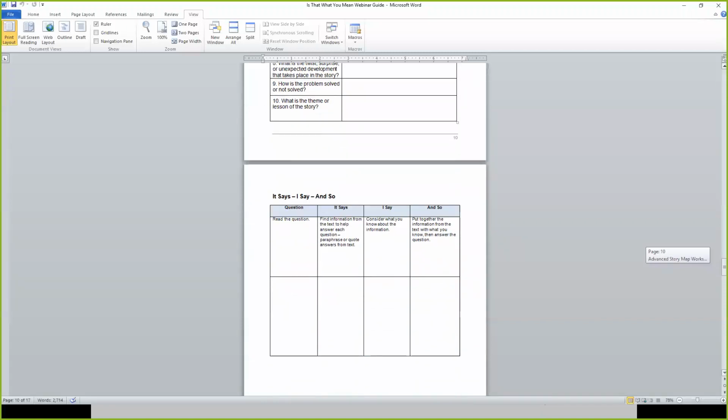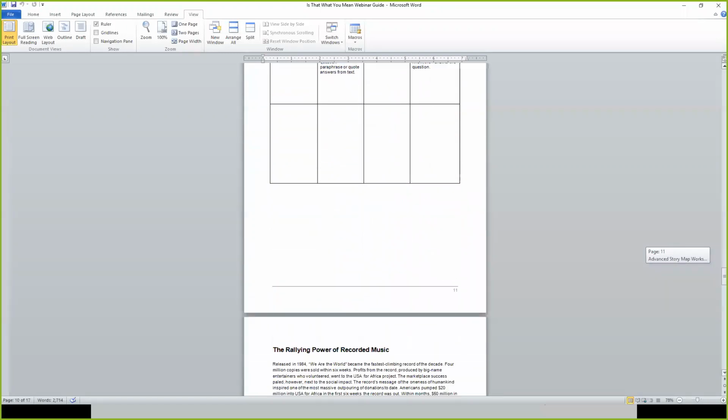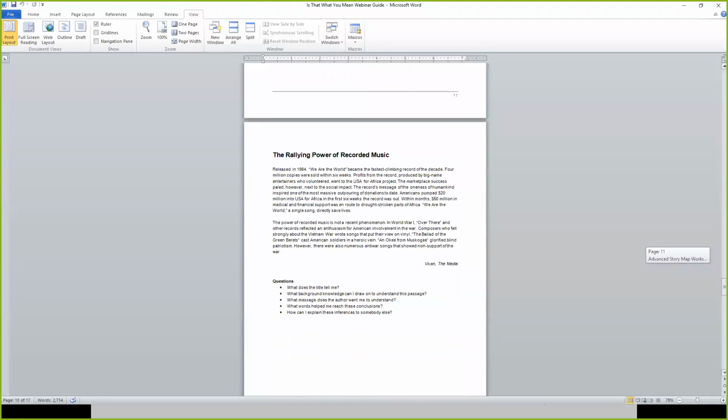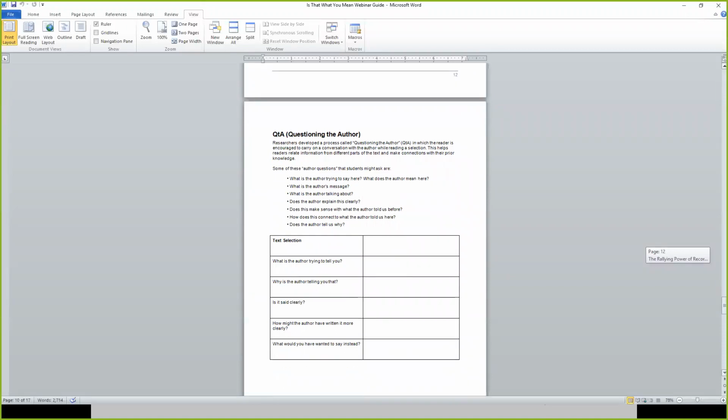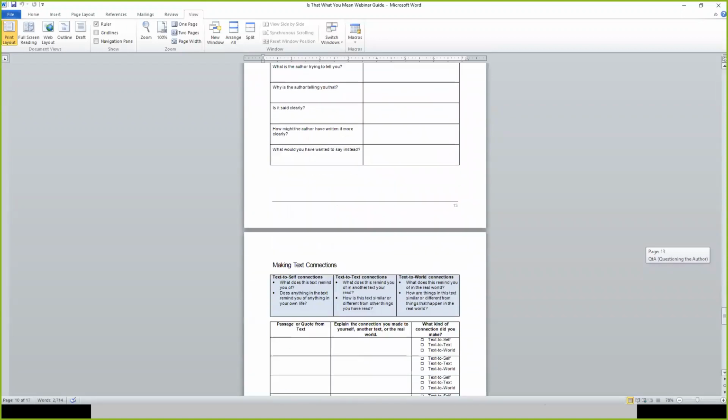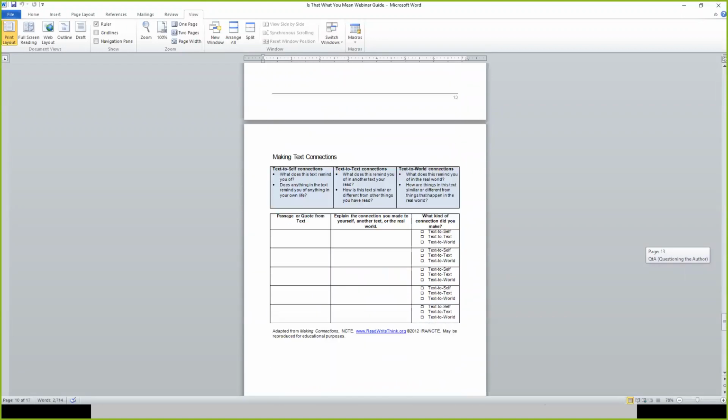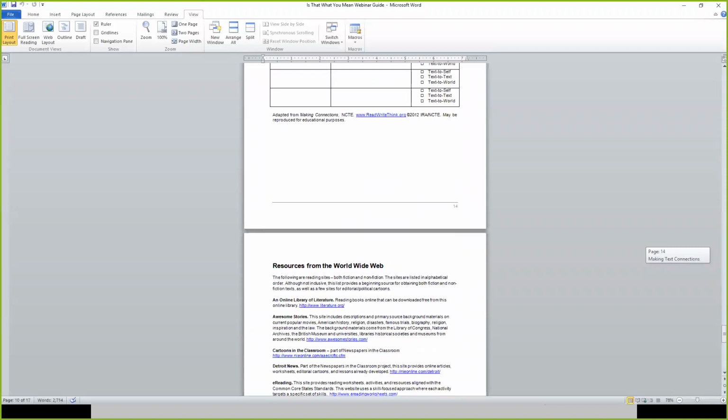And of course, the It Says, I Say, and So graphic organizer. And then, as we promised, that short paragraph or 2 paragraphs on the rallying power with questions, and just a couple other strategies. Many of you may know questioning the author. Again, different types of questions. Let's face it, we can't infer unless we ask ourselves lots of questions. Same way with the making text connections.